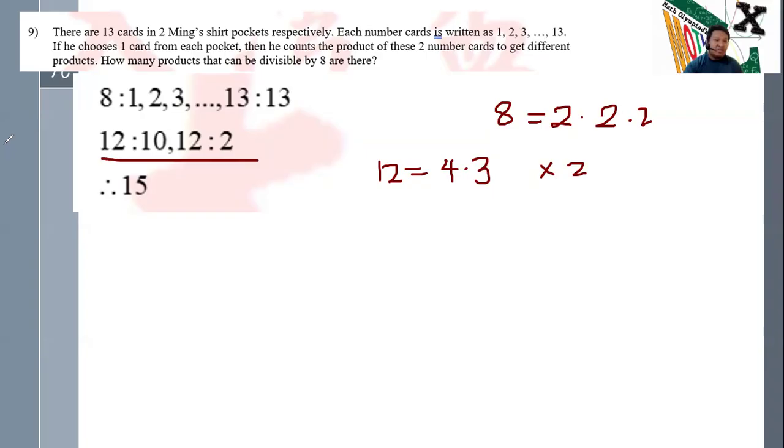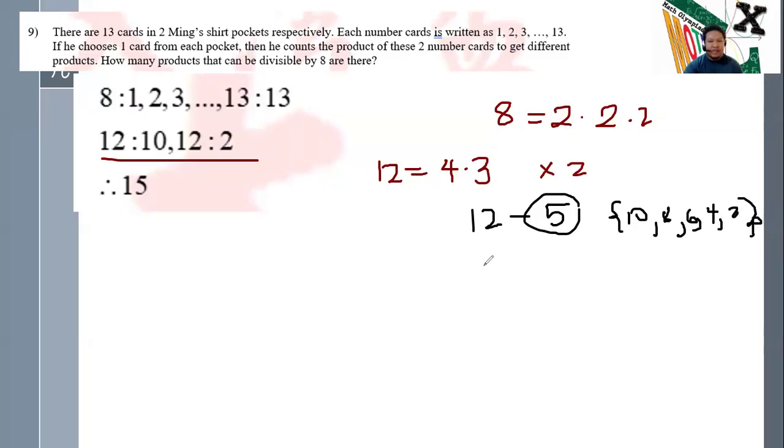I think the solution is quite missing here. Okay, 12 to 2. So in 12 there are 5 numbers that we can pair it with. The numbers 10 to 2, right? Again, the 5 numbers are 10, 8, 6, 4, and 2.